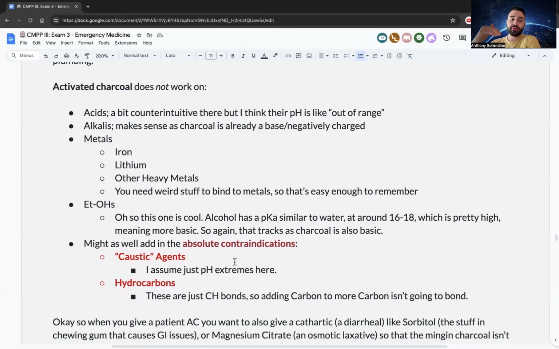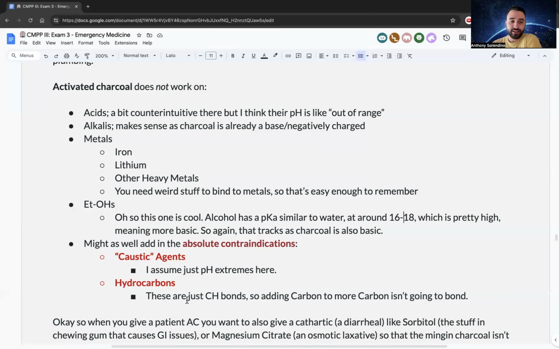And then you also can't use it for caustic agents. So that can be either acidic or alkali. So you can't use it. I think of alkali again, it makes sense, but just like pH extremes. And then hydrocarbons, that one makes sense. Hydrocarbon is just a CH bond, like olive oil or butter or something. You can't just throw more carbon at carbon and hope something's going to happen, right?